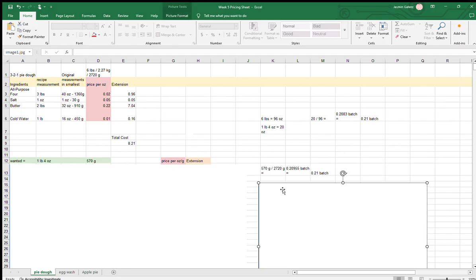You can also do this by grams. So 570 grams is the wanted amount of grams for the pie dough. 2,720 grams is the original amount of grams of pie dough. Dividing these two, 570 divided by 2,720, gives you 0.20955 of a batch, or 0.21 of a batch. We're going with 0.21 to make our life easier.